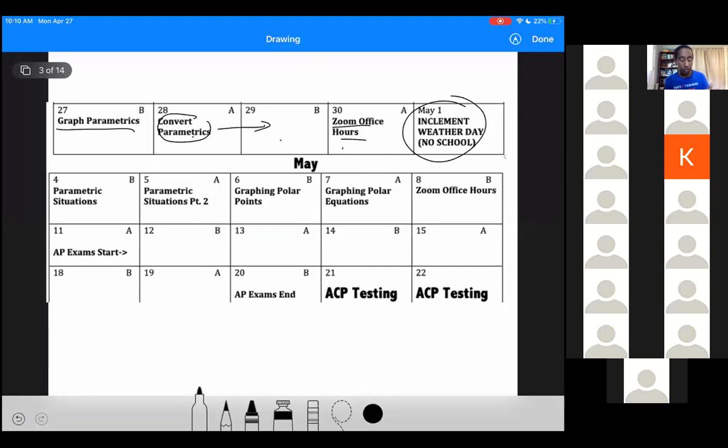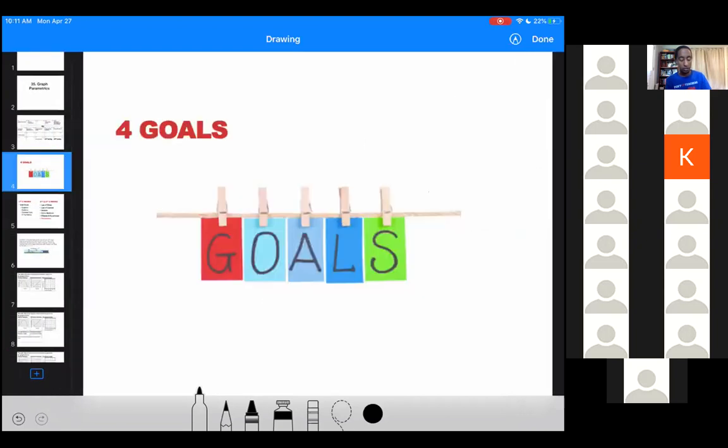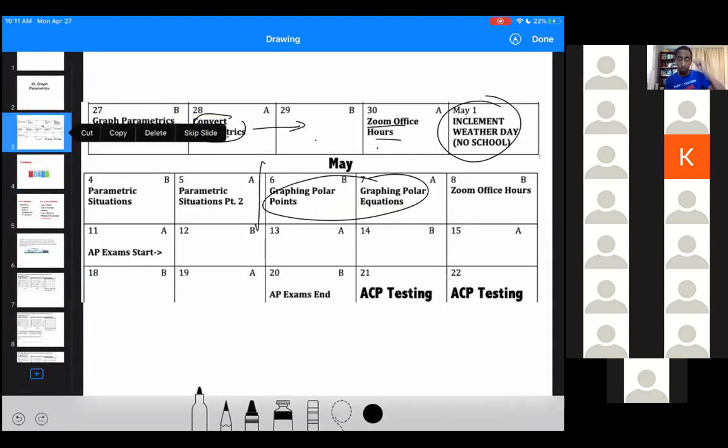Next week we'll continue. We'll do parametrics all the way until next Tuesday, and then we'll do our last unit, which is polars, a 2-day lesson. And then y'all have AP exams, so we're just going to do a review during that time. I haven't thought about what that looks like. Mainly we'll focus on the topics that you will be doing immediately next year in AP Calculus first semester. Any questions on calendar stuff before we get started?